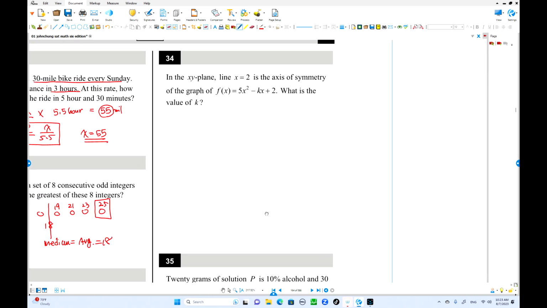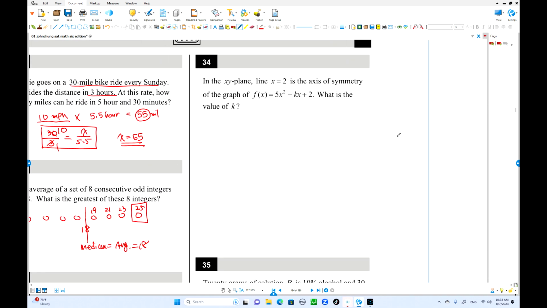All right, move on to number 34. This is the axis of symmetry of this graph. You know that to find the axis of symmetry, if you have y equals ax squared plus bx plus c, the axis of symmetry is x equals negative b over 2a, not a, okay? Negative b over 2a, that is the axis of symmetry, and it equals 2. B is negative k, so that is equal to positive k over 2 times a, which is 5, that is 10. That equals 2, okay? So multiply 10 on both sides, k equals 20. That is the answer, okay?